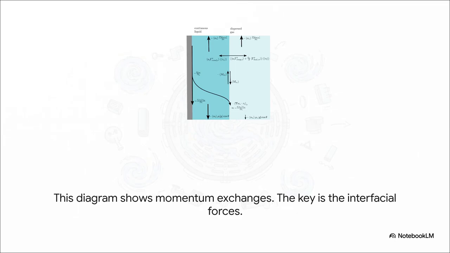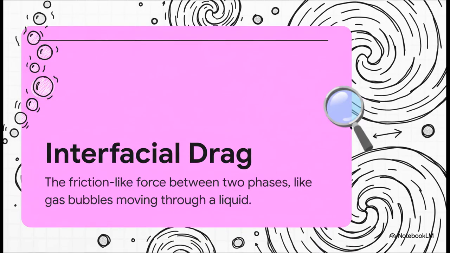Now, what's really cool about this diagram is how it breaks down all the forces. You've got pressure, you've got gravity, wall friction. We can account for all that. But the secret sauce, the real magic, is right here in the middle. The forces acting at the interface between the water and the steam. So what is that? It's something called interfacial drag. It's basically the friction-like force that slows down a bubble as it rises through water. And getting that drag calculation right, that is the absolute key to making the whole two-fluid model work.